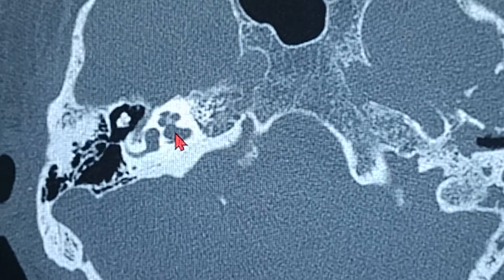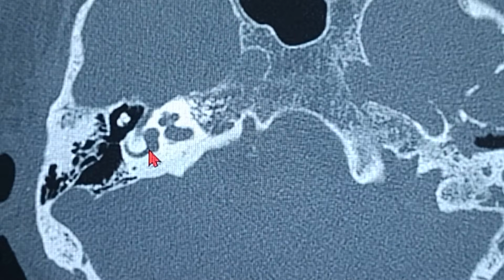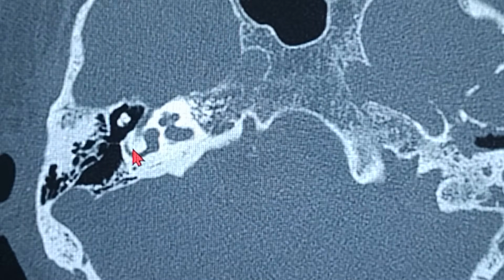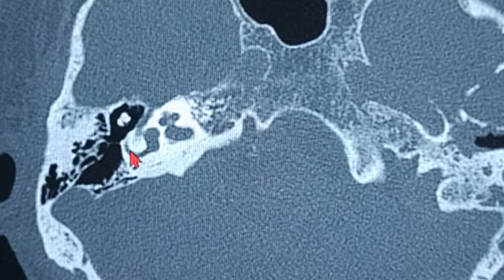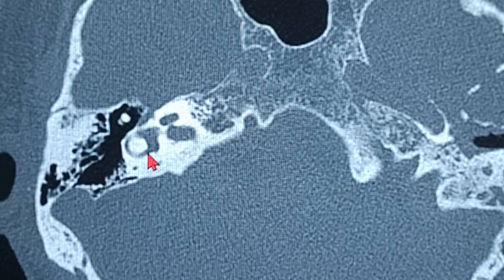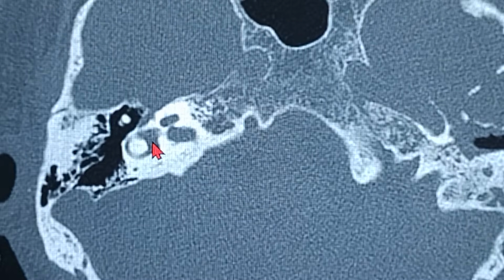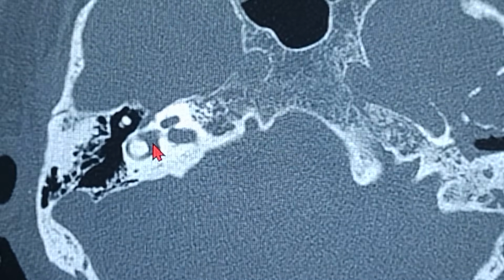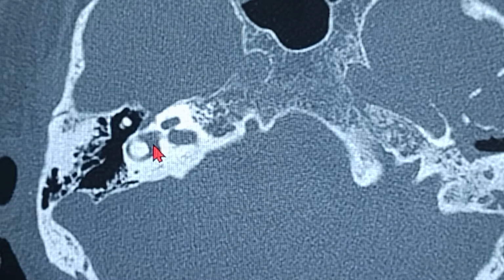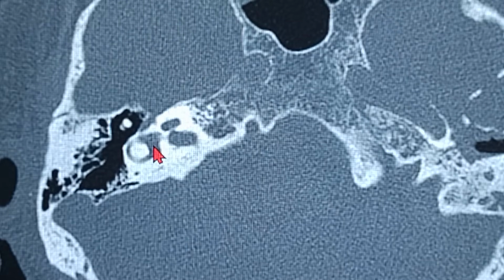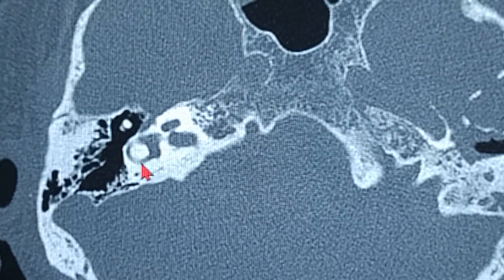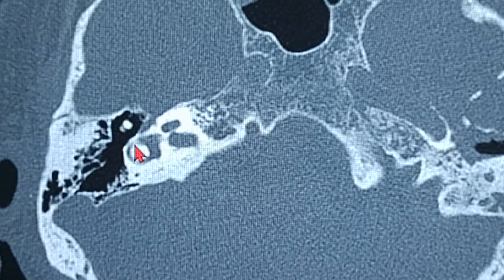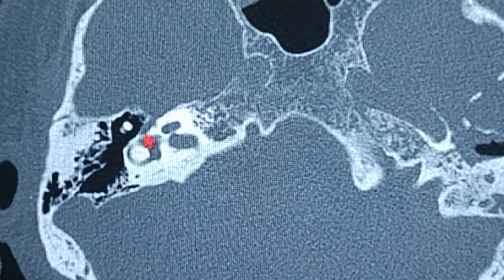So I'm still going above, and here you can see the appearance of the lateral semicircular canal. Okay, that's the lateral semicircular canal, that is a signet ring shape. Basically you can see the actual signet ring shape. So we all know that the semicircular canals open up in the vestibule, right? All the semicircular canals open up in the vestibule, we all know that.